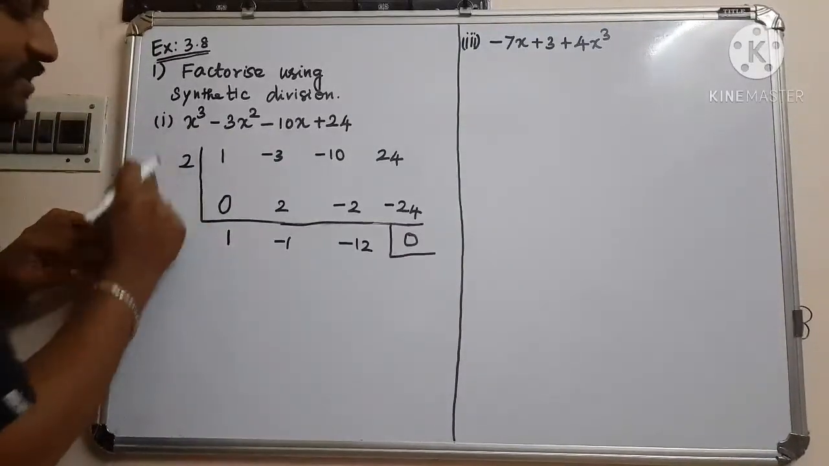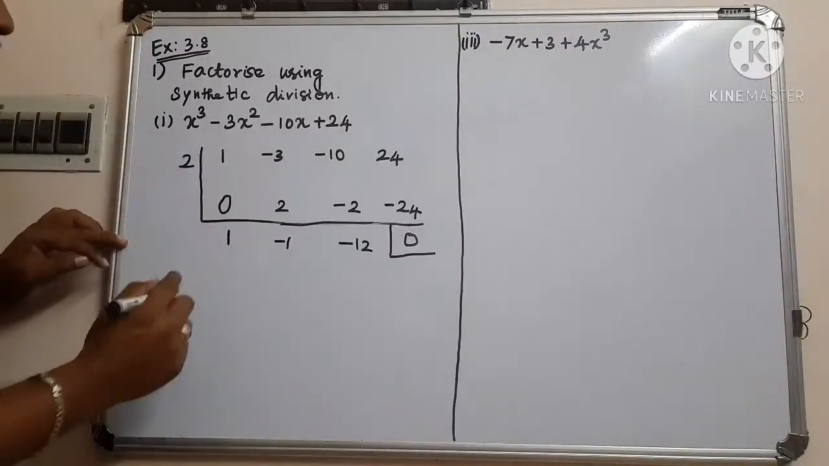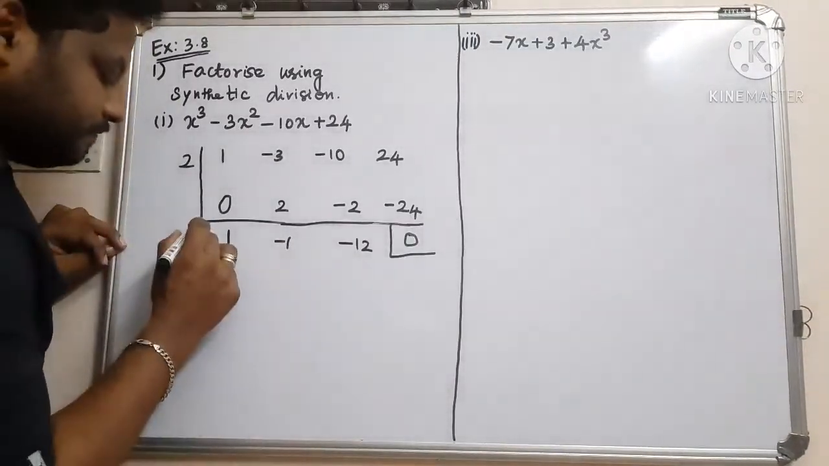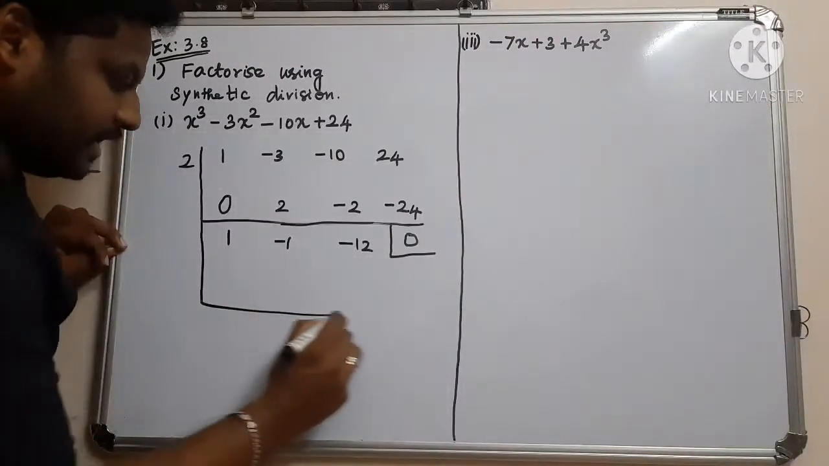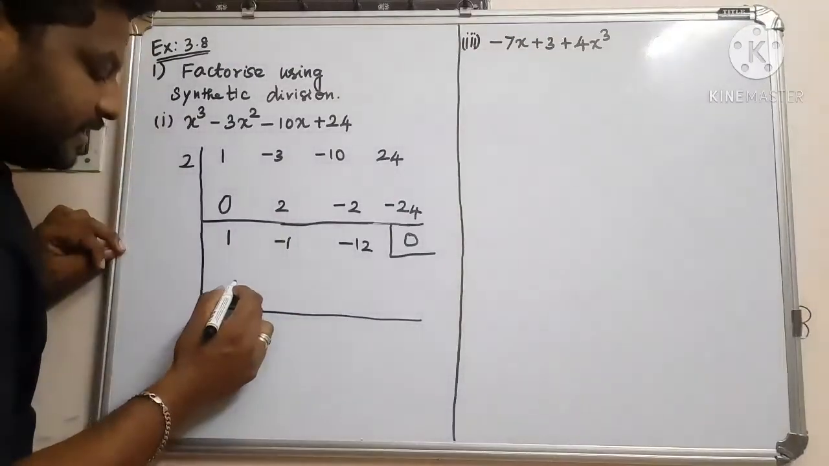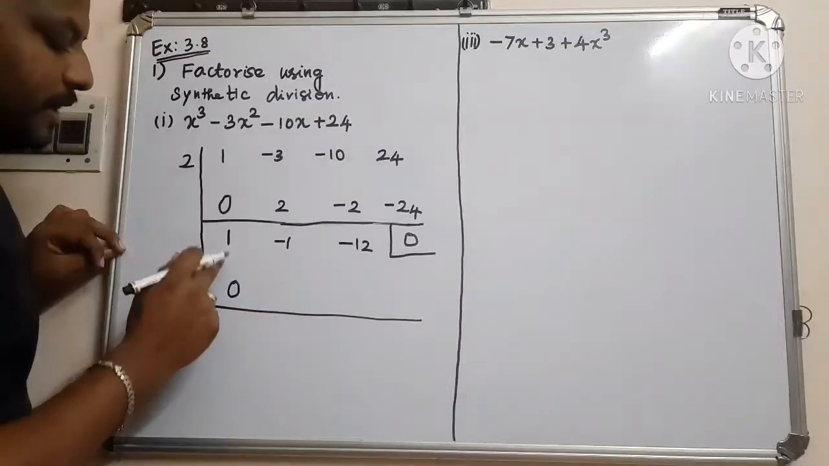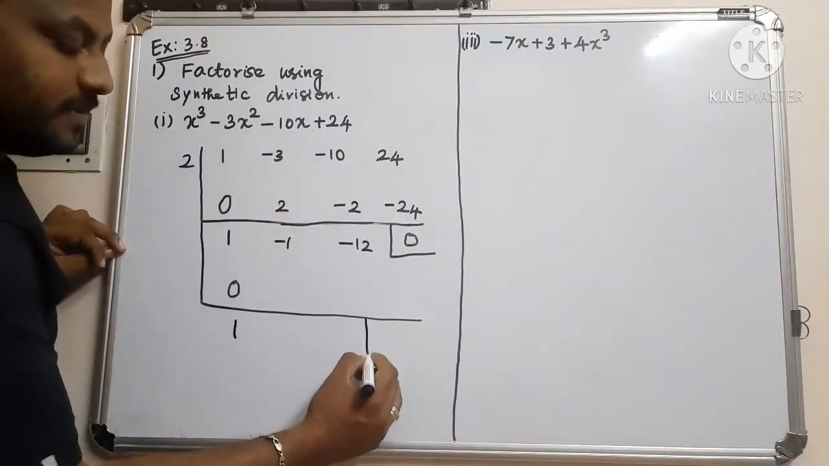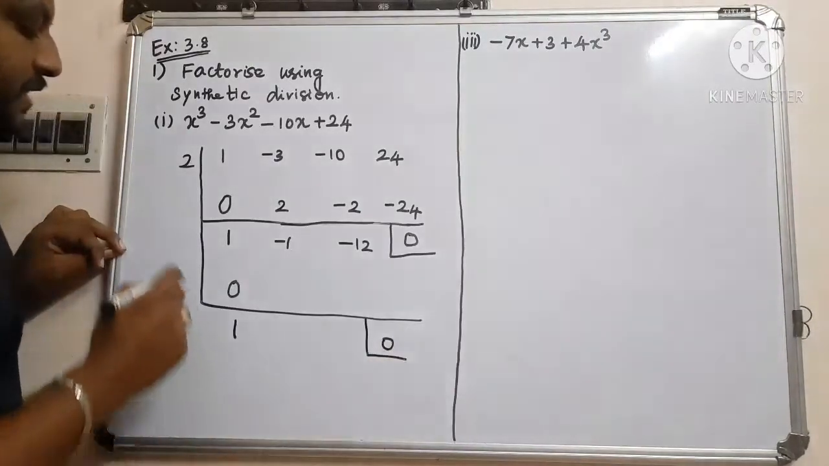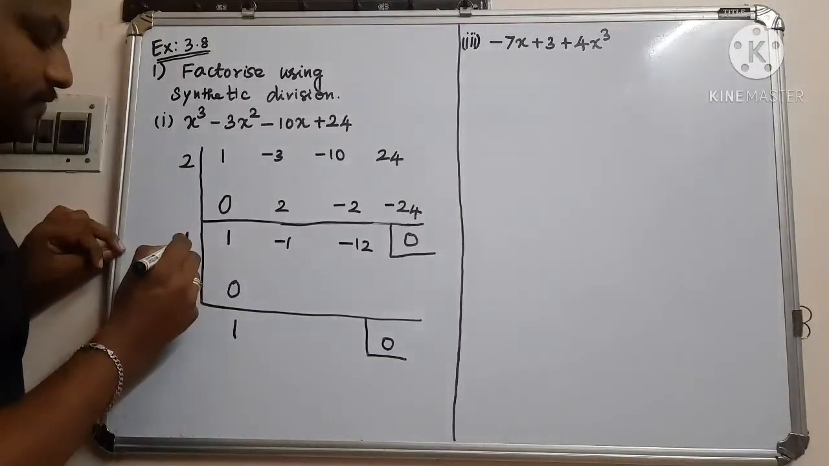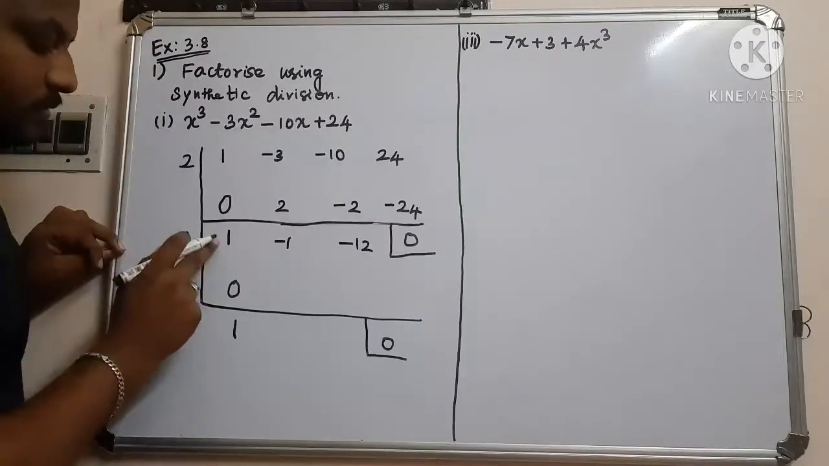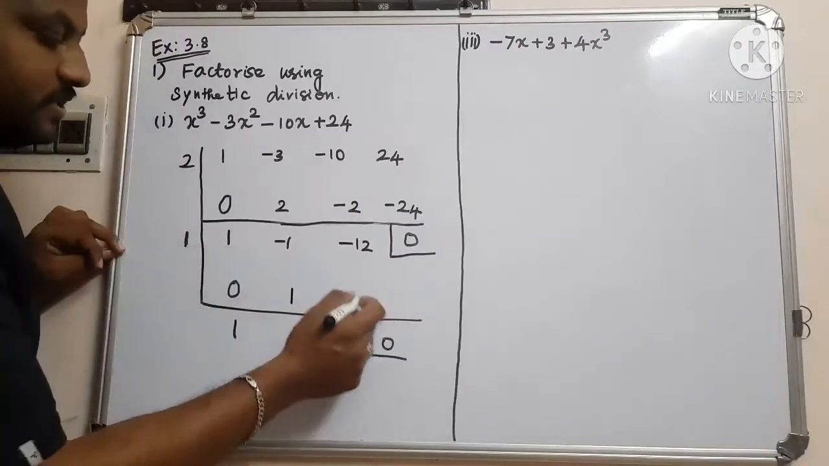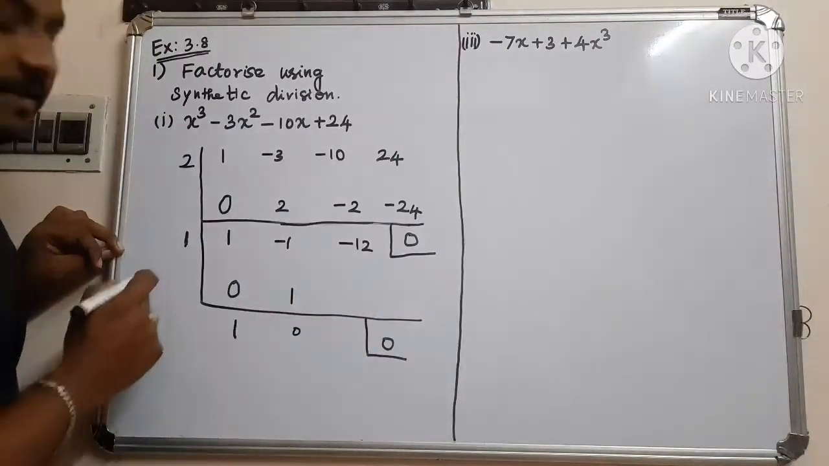If it is plus 2, you have to write minus 2 as the factor. So the next terms are 1, minus 1, minus 12. Now you have to do the factorization of this quotient. 1 plus 0 is equal to 1. Here also the remainder must be equal to 0, so you have to try with 1. 1 into 1, 1, plus 1 minus 1 is equal to 0. 1 into 0, 0. So 1 is not a factor.